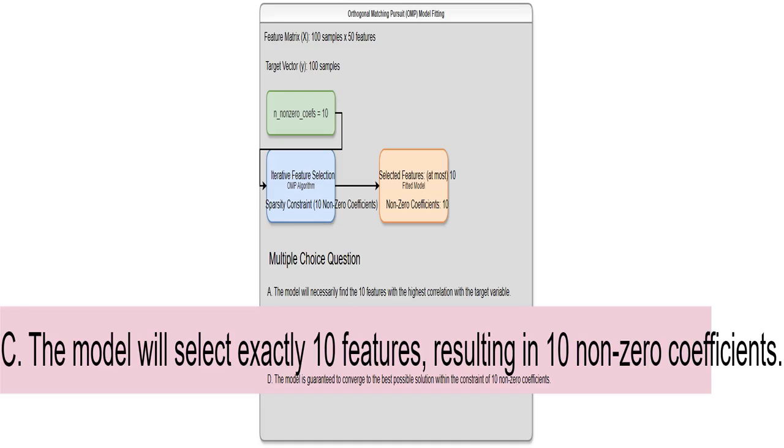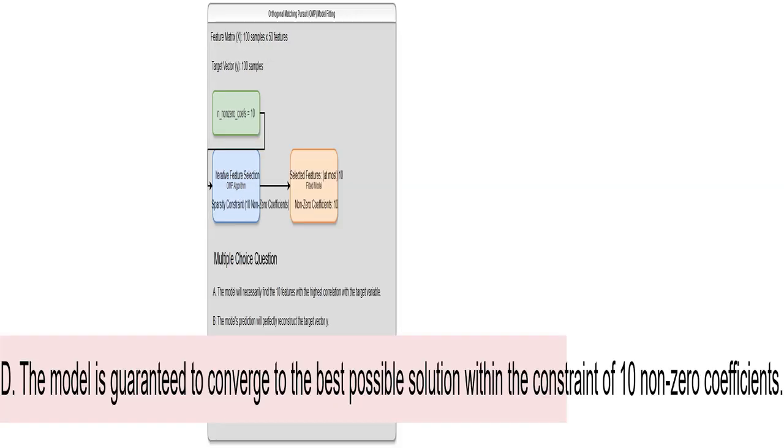This is true. The n_non_zero_cofs parameter directly controls this. This is false. Because OMP is greedy, it doesn't explore all possibilities. It might miss a better combination of 10 features. It's like finding the highest hill in a mountain range by only ever walking uphill. You might find a high hill, but not necessarily the highest one.